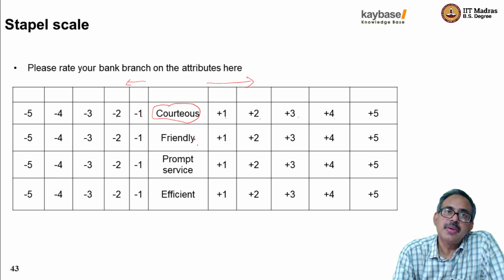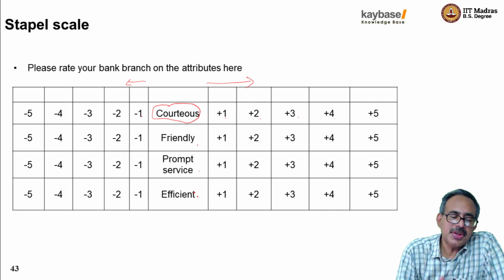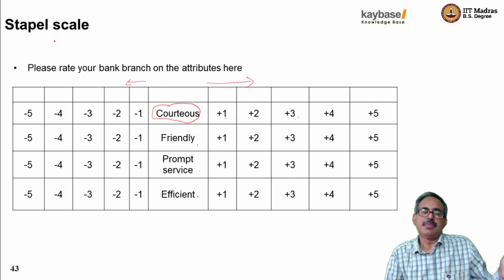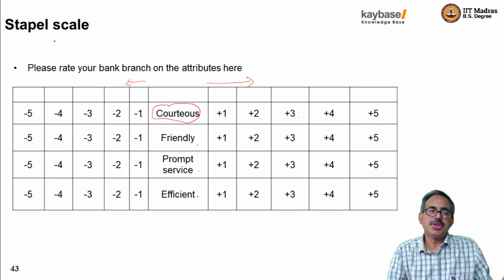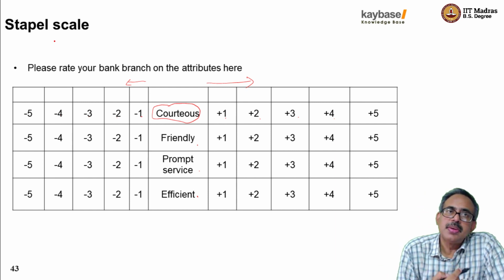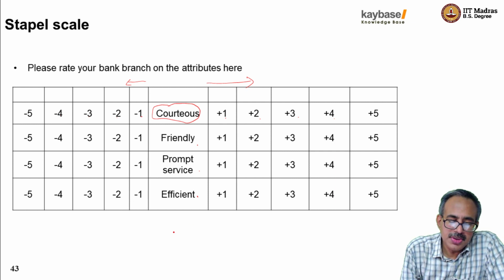Likewise for friendly, likewise for prompt service, likewise for efficient. Okay? So this is like a semantic differential, except that you don't have this and this. You just have one word. So to relate it back to what we say, we will just call this a numerical rating scale.